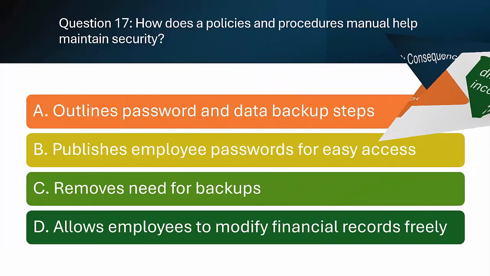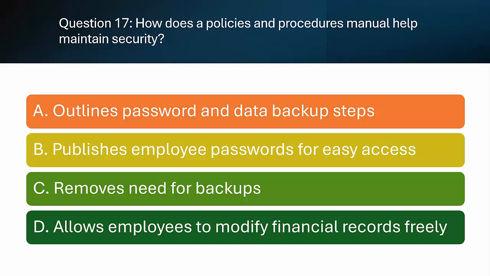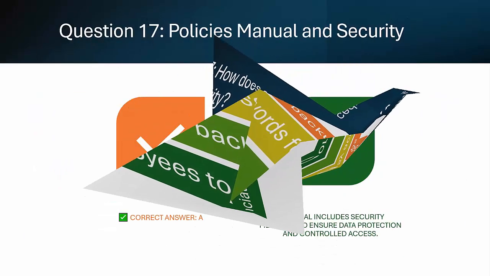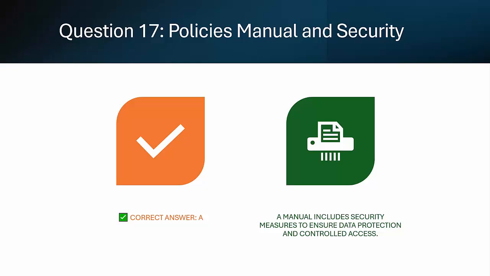Question 17. How does a policies and procedures manual help maintain security? An effective policies and procedures manual can help maintain security by A. Outlining steps such as how to use computer passwords and perform data backups. B. Publishing all employee passwords in one place for easy access. C. Removing the need for data backups since procedures prevent mistakes. D. Allowing any employee to modify financial records as they see fit. Correct answer: A. Providing security guidelines like password use and data backups.